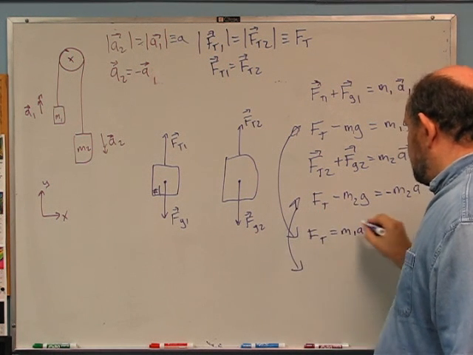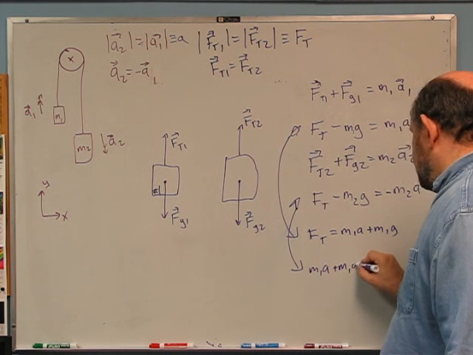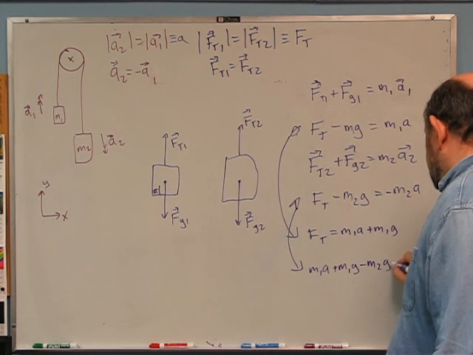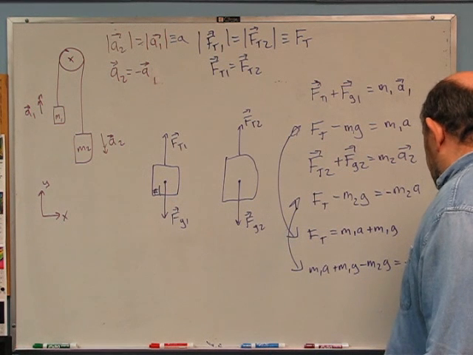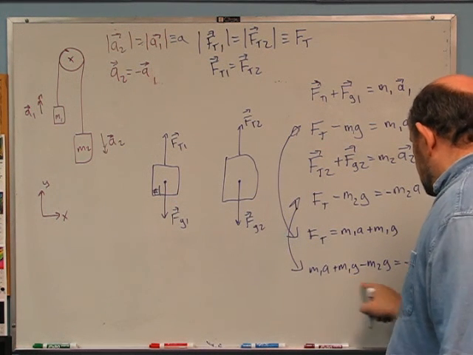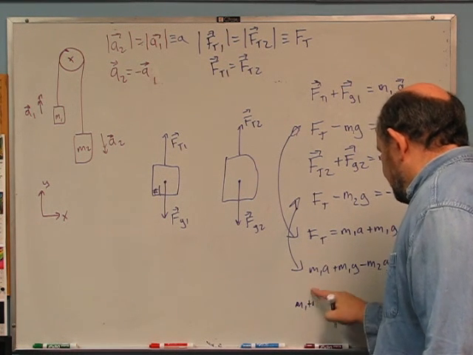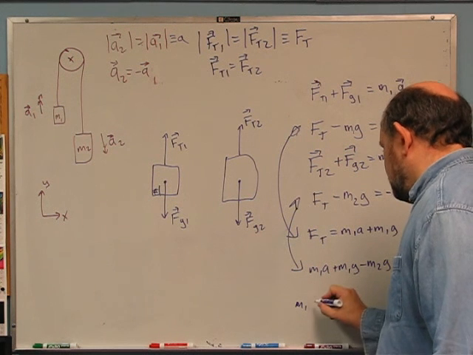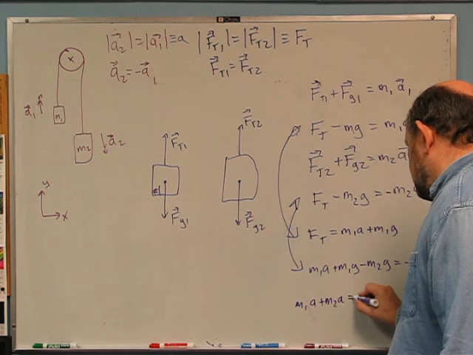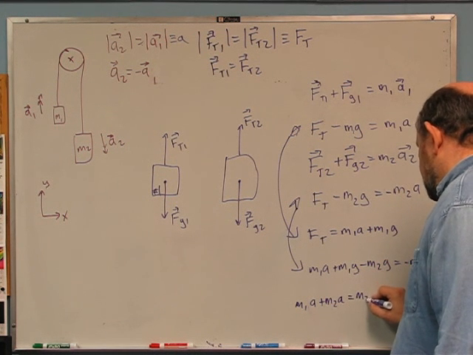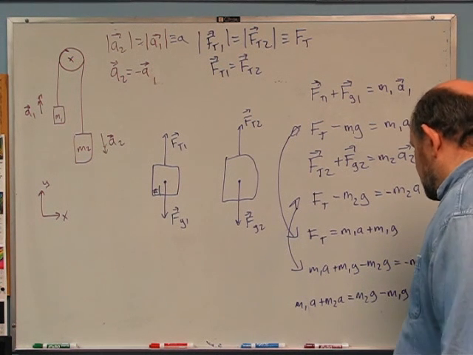Now I will substitute for FT over here. I get M1A plus M1G minus M2G is equal to minus M2A. That's pretty exciting. What I'm going to do is add M2A to both sides and subtract the rest from both sides. I don't want to do two steps at once. I mean, I do, but I won't. M1A plus M2A is equal to M2G minus M1G. You have to be very careful not to get the signs wrong.